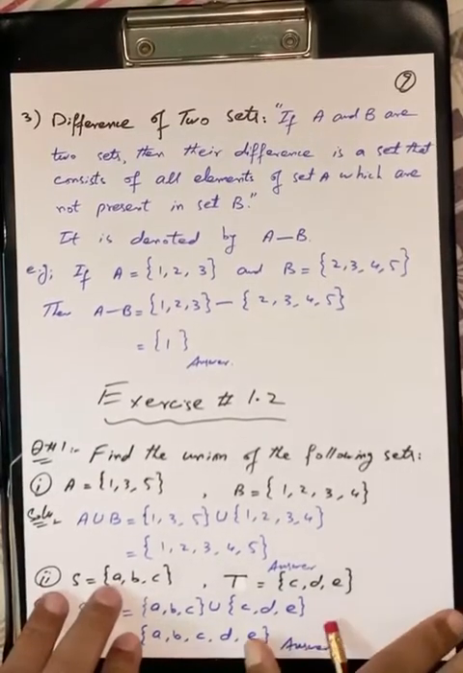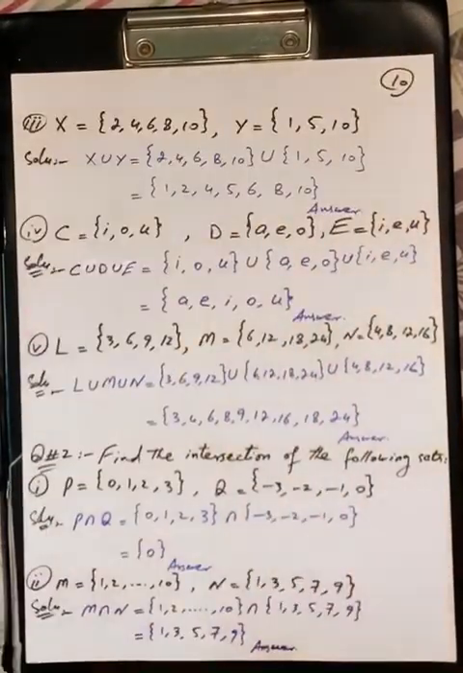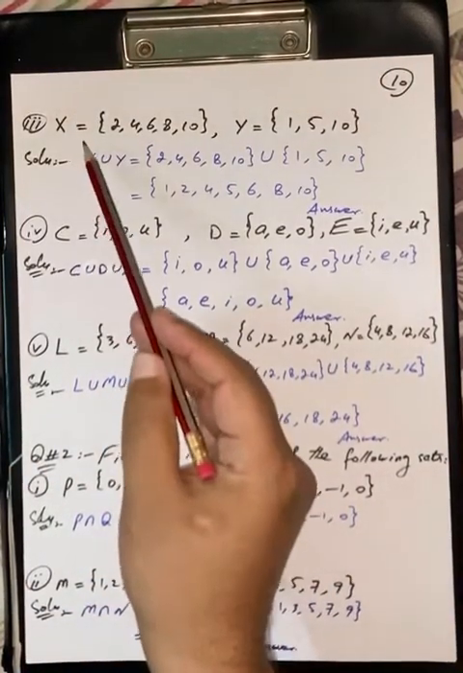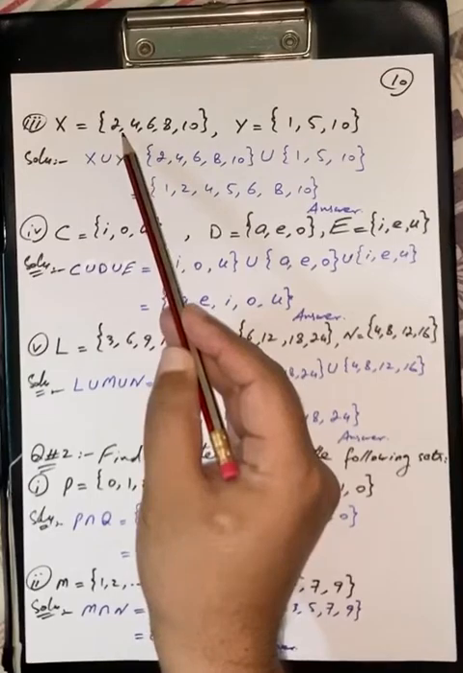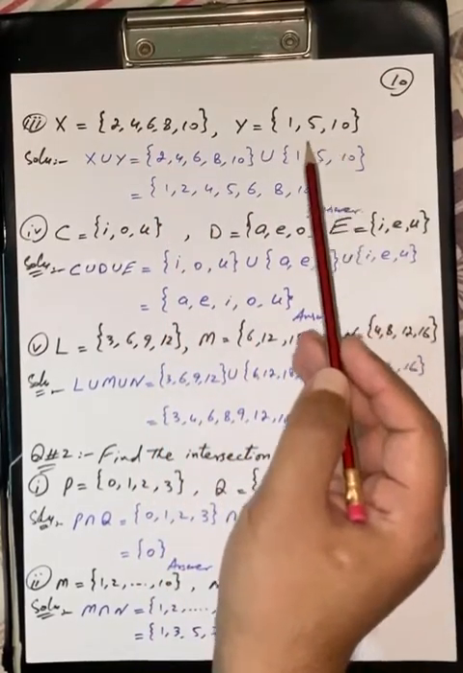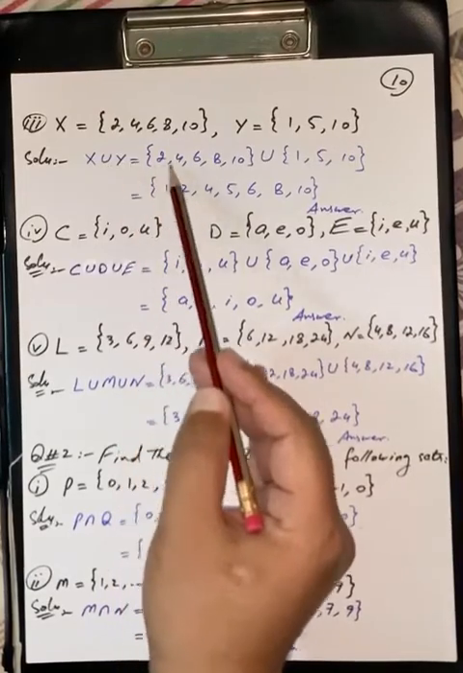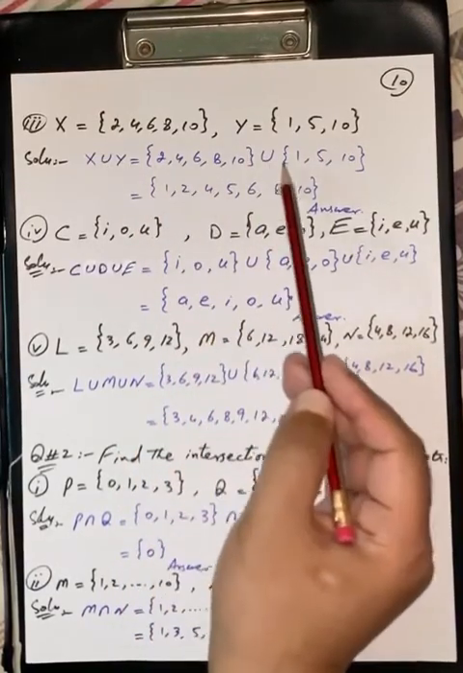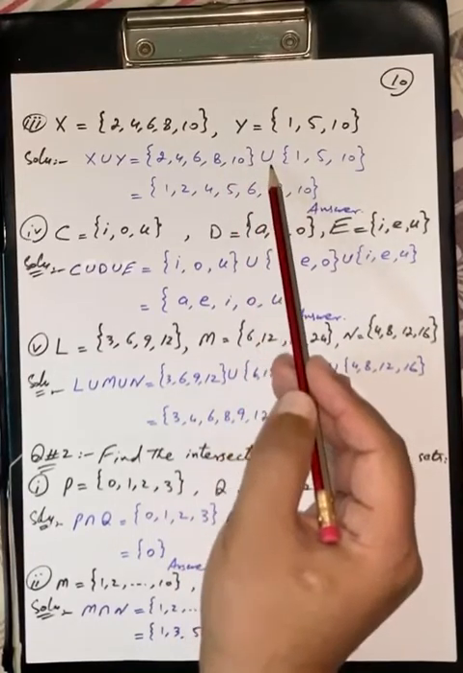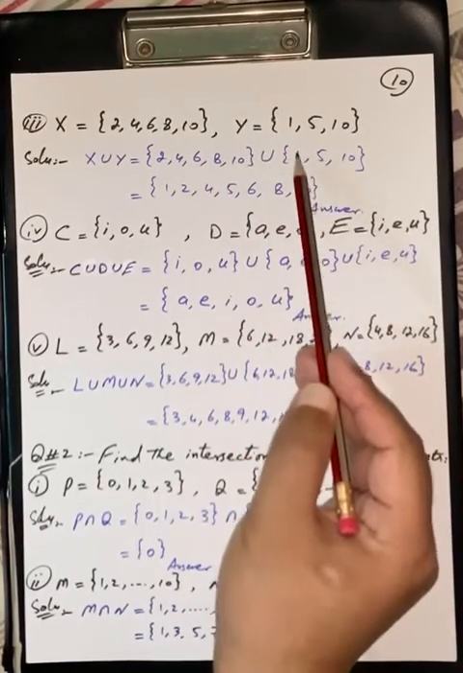Now next, page number 10. That is part number 3. X equals {2, 4, 6, 8, 10}, Y equals {1, 5, 10}. So I can write X union Y: set X's elements, all, union, set Y's elements, all. So I want to write the union of these two. We write all elements, but not repeated.